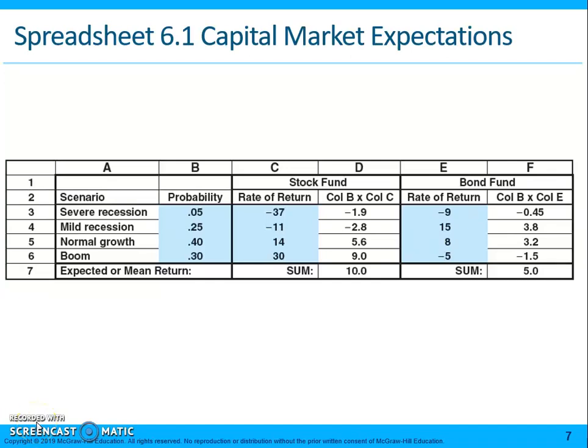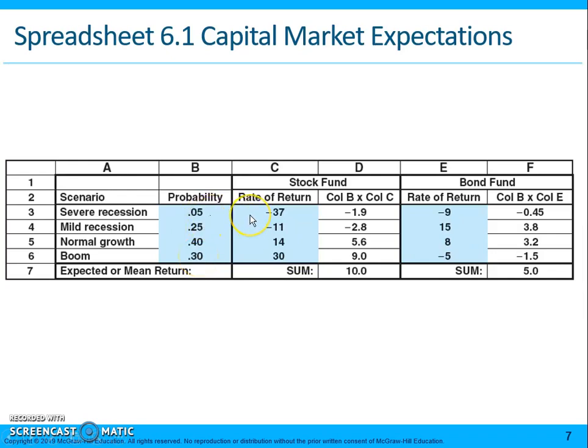Okay, so now we're going to walk through the calculation of the expected return for our stock fund and bond fund. We have four scenarios here: severe recession, mild recession, normal growth, and boom. Those have probabilities of 5%, 25%, 40%, and 30% respectively.